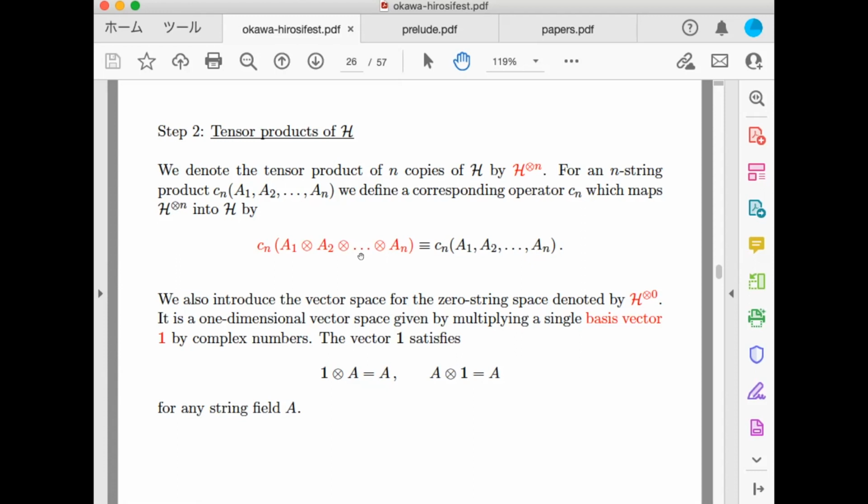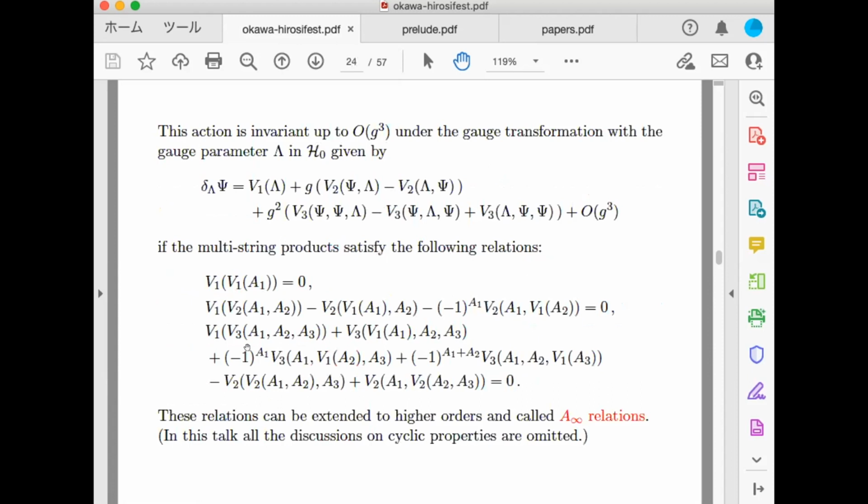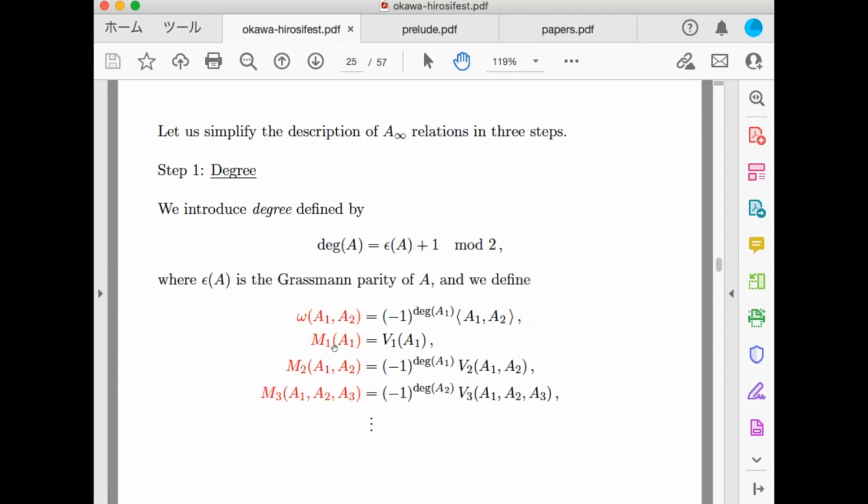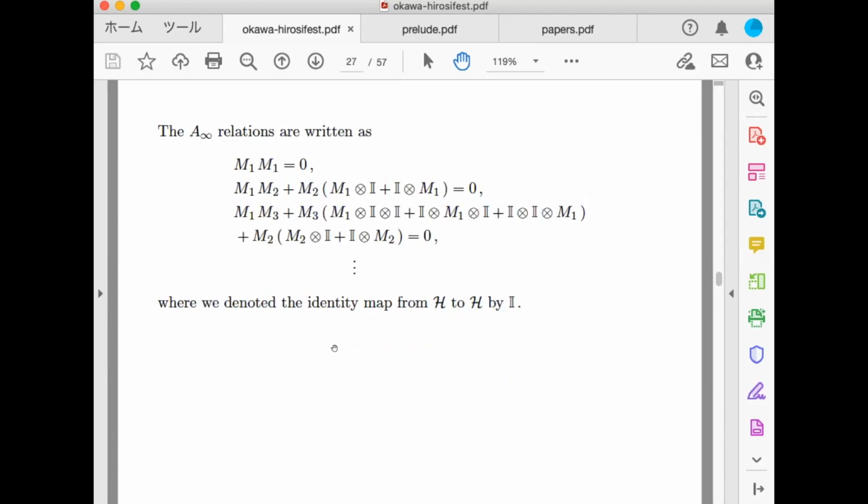You may not appreciate why this is useful, but actually, once we write this, then previously we needed A1, A2, A3, and so on. But now we can rewrite the infinity relation in one line. Yeah, I see. And as you see, all the signs are gone, so it's very simple. And this is a relation from H to H.